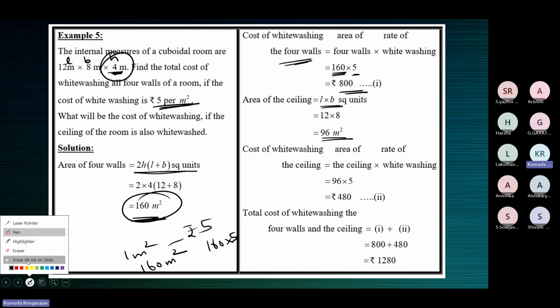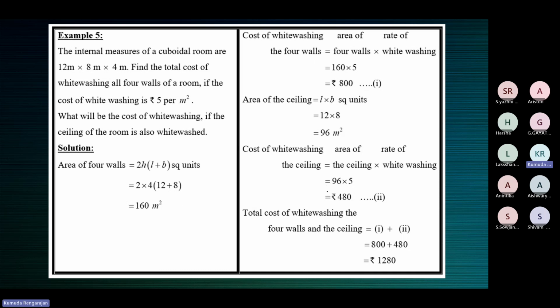Here I've done it a different way, but I think you should be able to understand. So the cost of whitewashing the ceiling alone I've found. The cost of whitewashing the ceiling alone will be 96 into 5, the same rate, 5 rupees per meter square. So the area of the ceiling into the rate, 5 rupees, is the cost of whitewashing the ceiling alone.